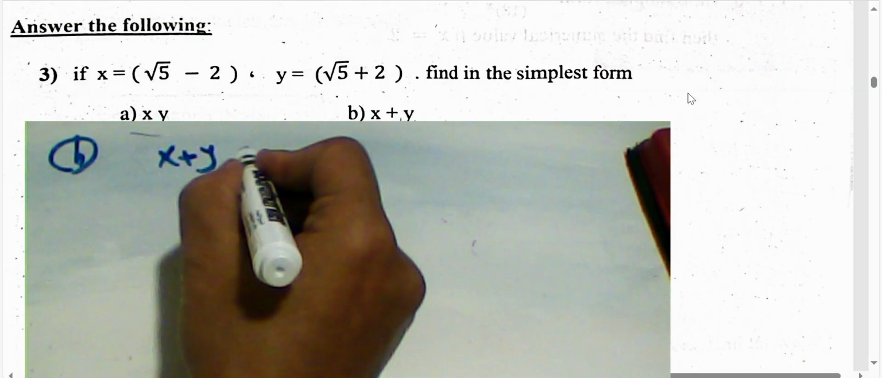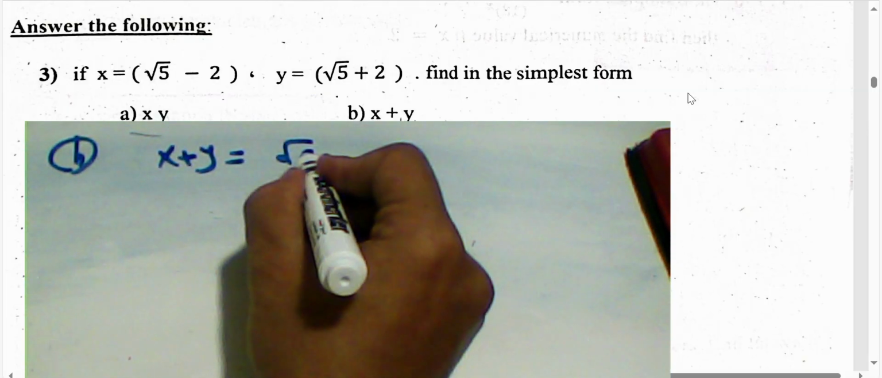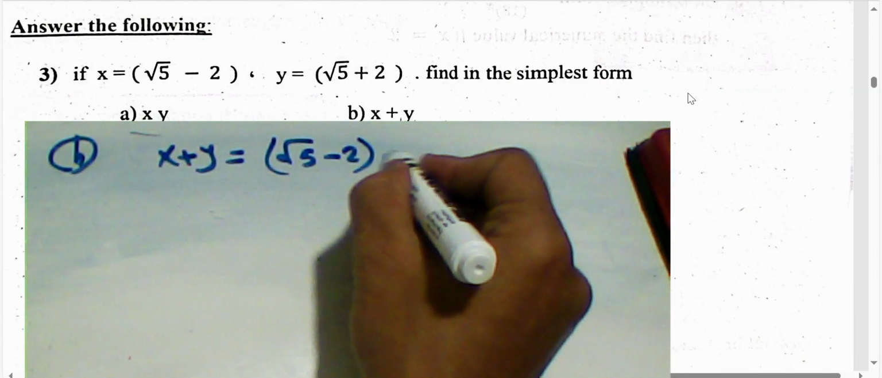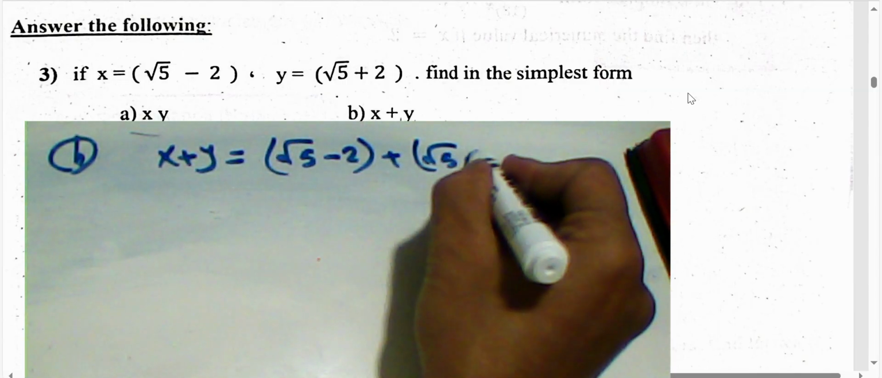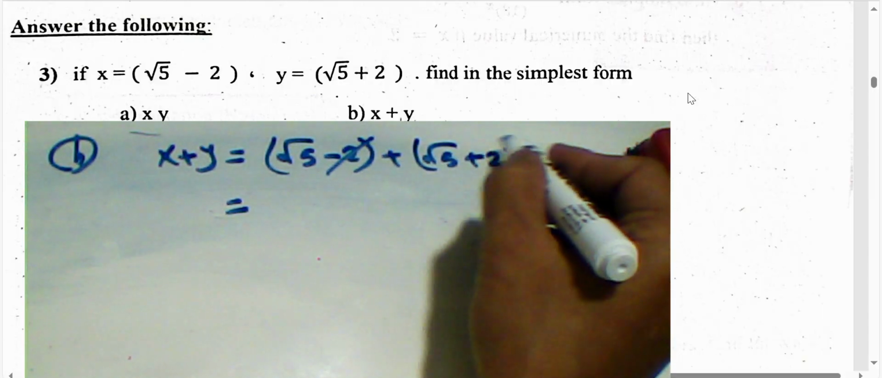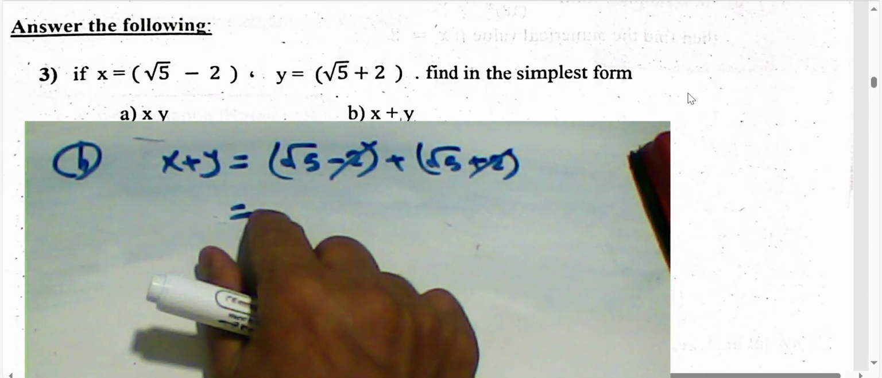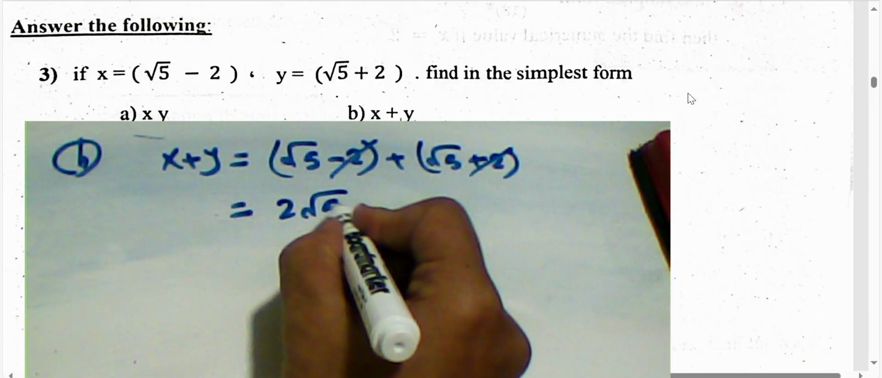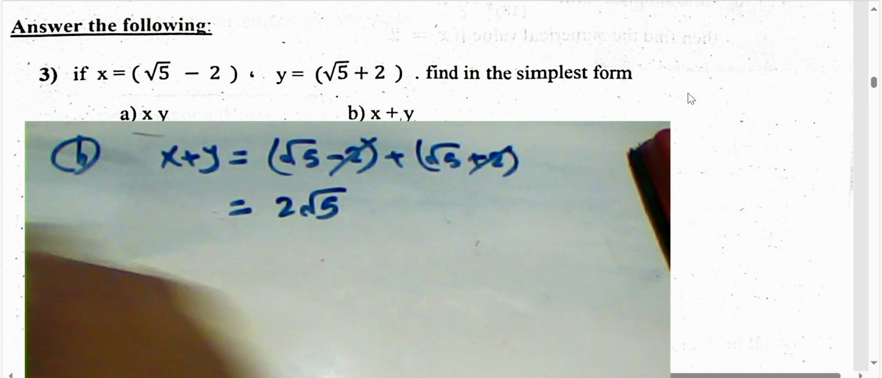Letter B, x plus y. We have root 5 minus 2 plus root 5 plus 2. We add together: negative 2 plus 2 is 0, and root 5 plus root 5 equals 2 root 5. Okay, it was question letter A and B.